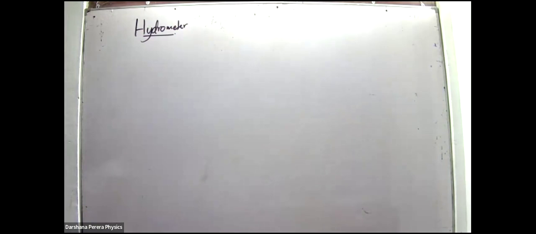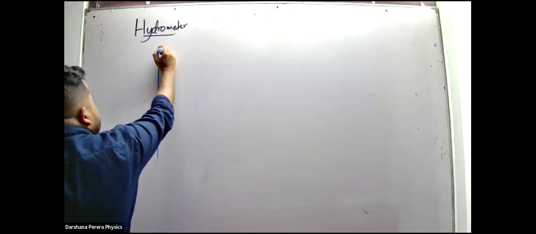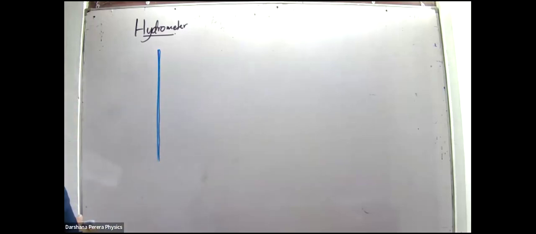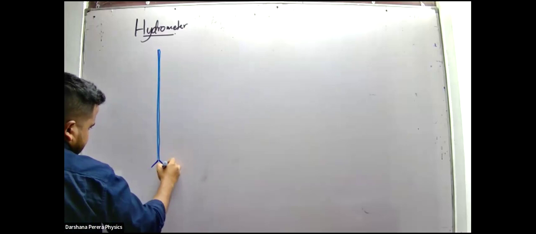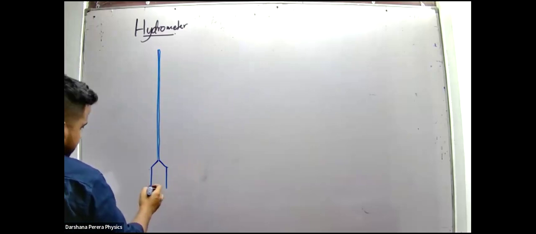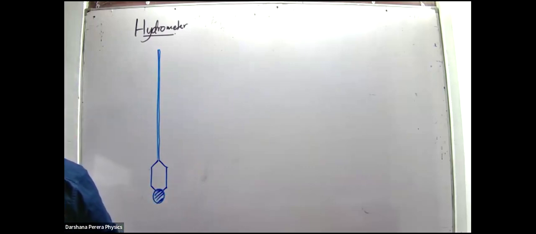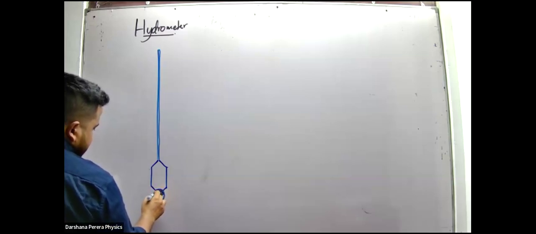Write down: the hydrometer can be introduced as a simple instrument that can be used to measure the density of liquids. Right. It's like this.